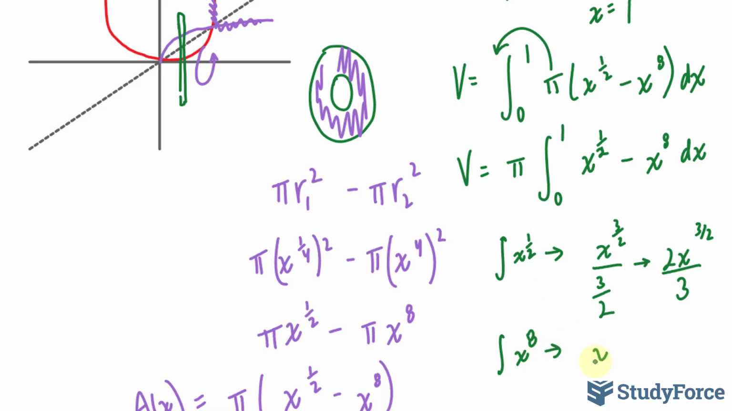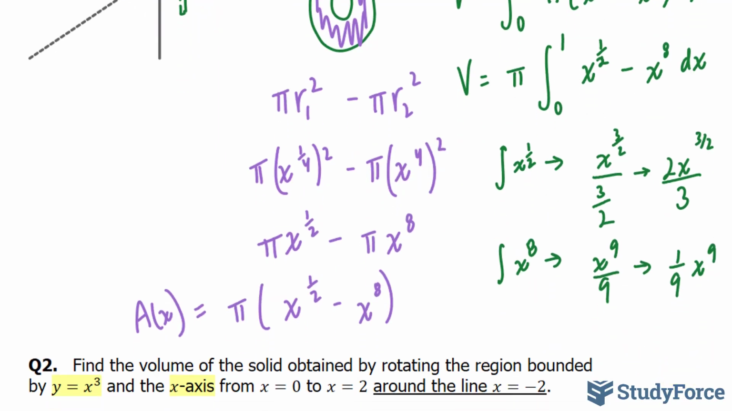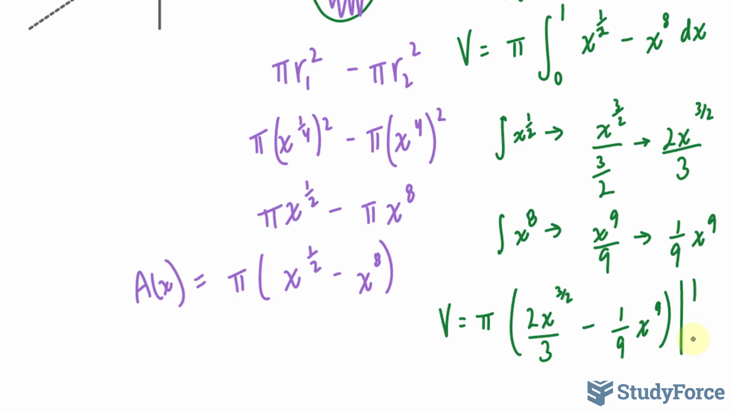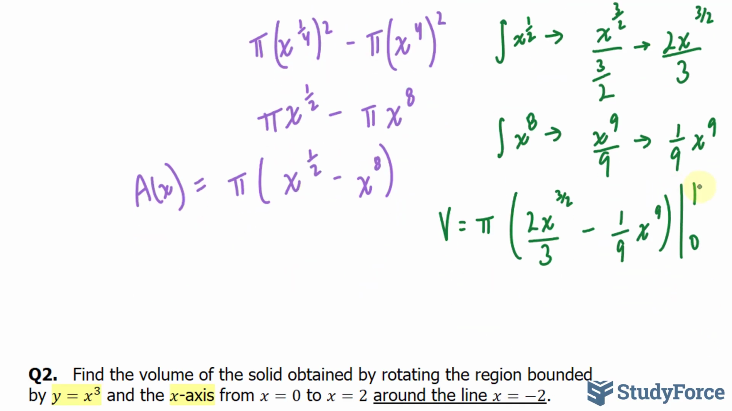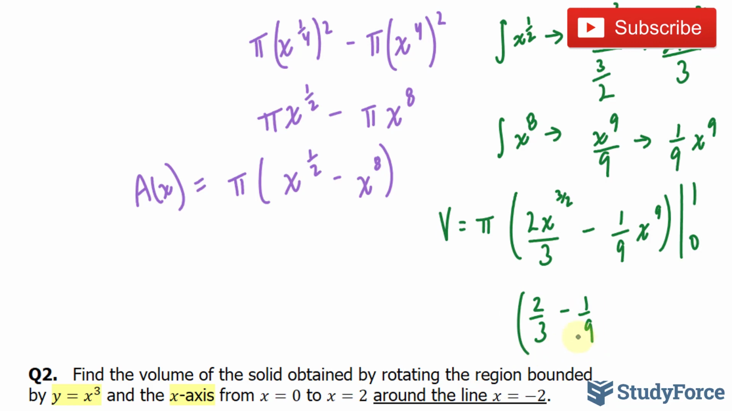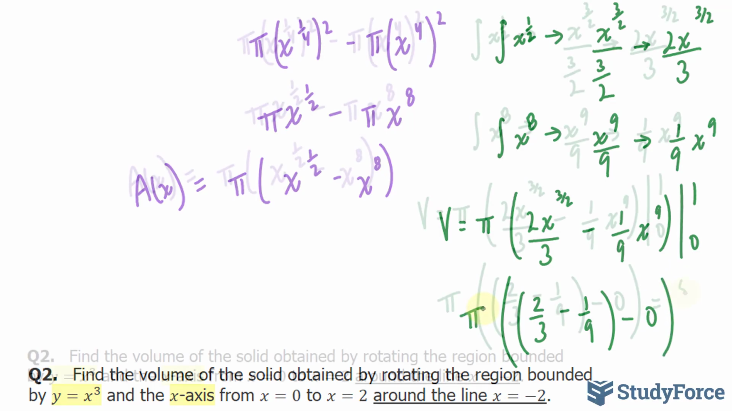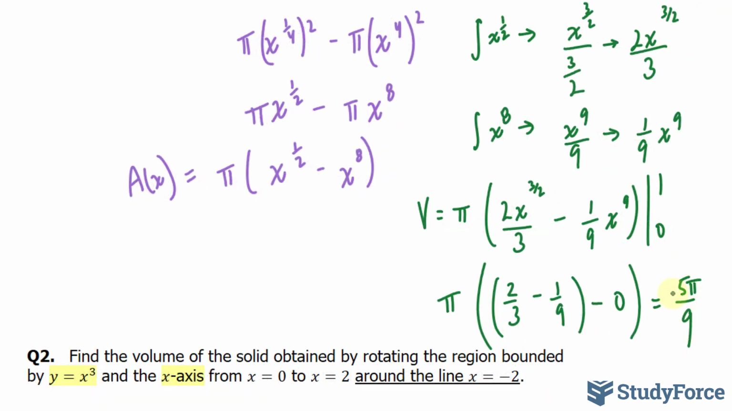Add 1 to 8 gives us 9. We end up with 1 over 9 x to the power of 9. Let's rewrite our function with what we just found, and we will evaluate this from 0 to 1. So substituting 1 into both of these terms, we end up with 2 over 3 minus 1 over 9, minus, substituting 0 into both of these terms, we end up with 0, times pi. If you use your calculator to evaluate this, you should end up with 5 pi over 9.